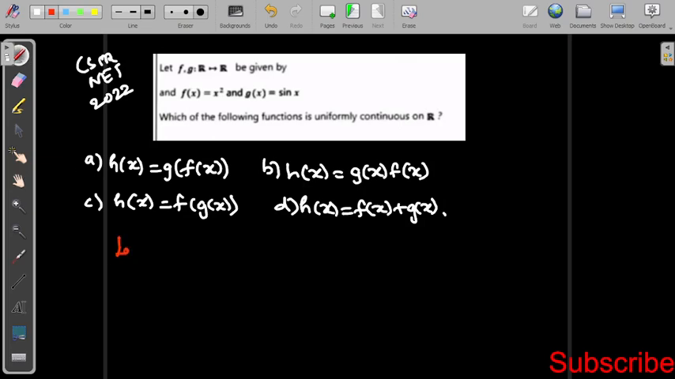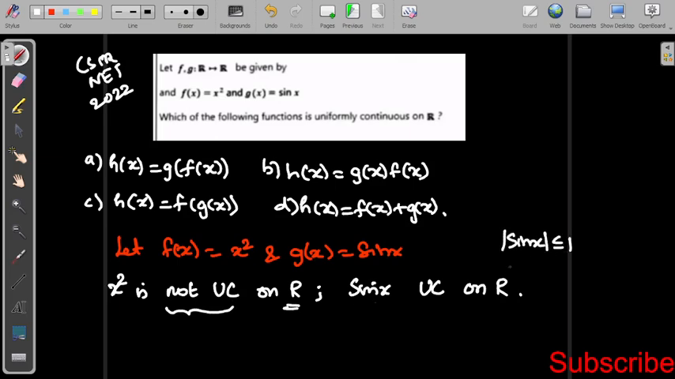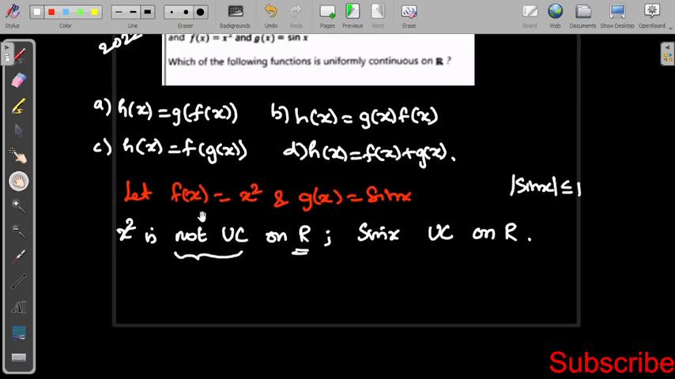So let f(x) = x² and g(x) = sin x. x² is a function which is not uniformly continuous on R, and sin x is a function which is uniformly continuous on R. In R, this polynomial is not uniformly continuous, but for sin x, we know that |sin x| is less than or equal to 1, bounded, so it is uniformly continuous on the real numbers. Let's see it option-wise.